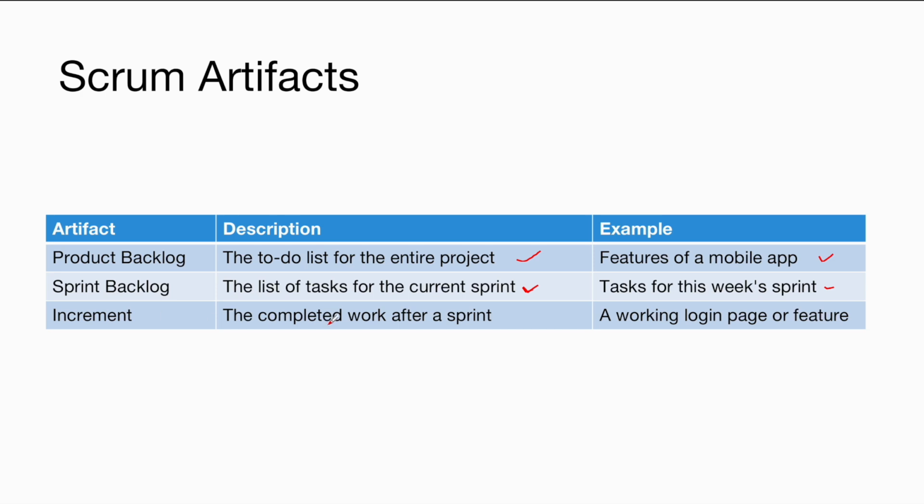And the increment is the completed work after each sprint. For example, after a particular sprint, you might have developed a working login page or a feature that will be added to the increment. Means the list of features that are developed and ready for use.